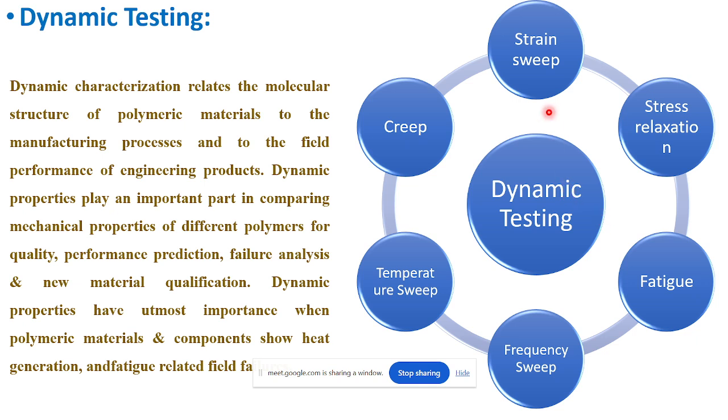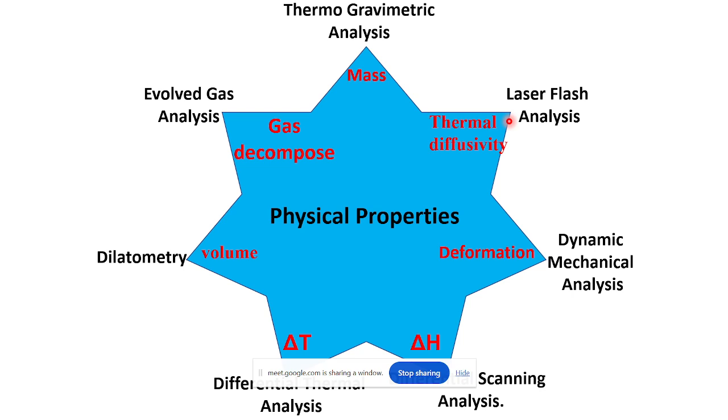So there are different testing methods. You may do strain sweep, stress relaxation, fatigue, frequency sweep, temperature sweep, and creep. We'll discuss what is creep, what is stress relaxation, what is frequency sweep in the next slide. Before that, let's discuss other physical properties.